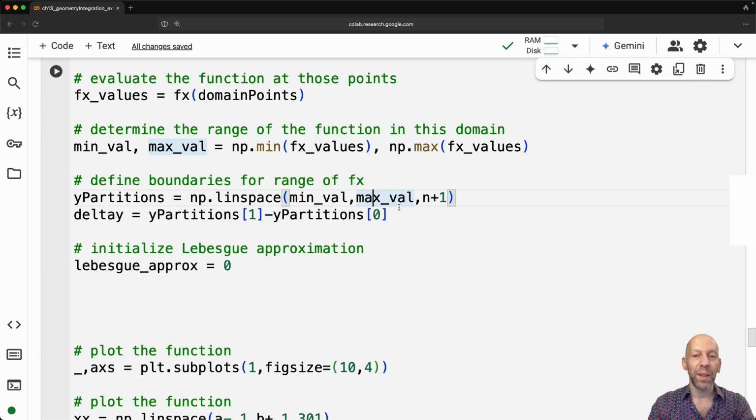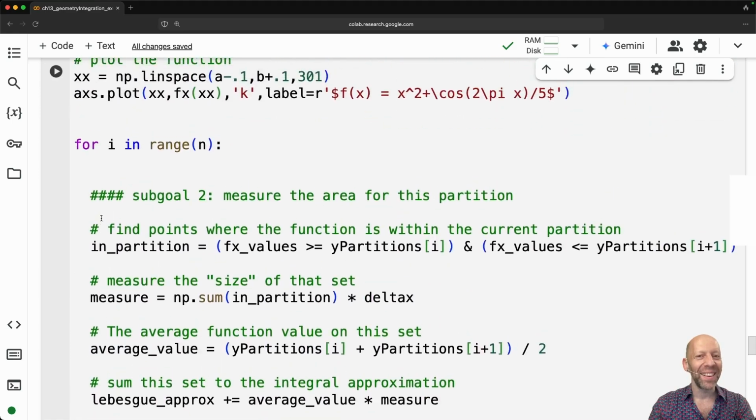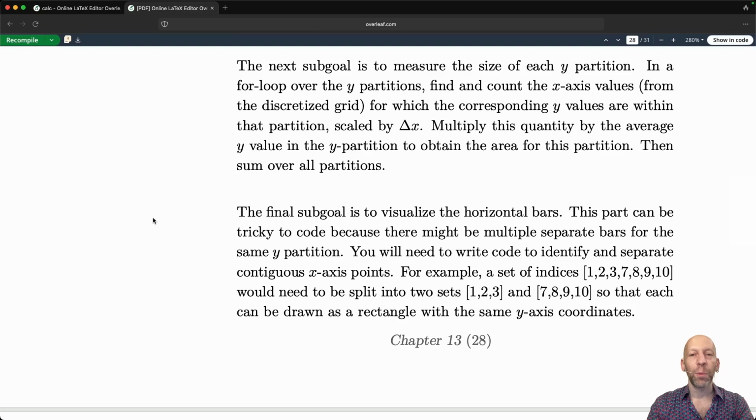And then this is going to allow us to create the sub-intervals or the partitions, the n partitions of the range. Okay, and then here I get delta y, like that. That was the first sub-goal for calculating the Lebesgue approximation. The second sub-goal was actually just setting us up, right? We're creating variables, defining the delta y and the partition points.